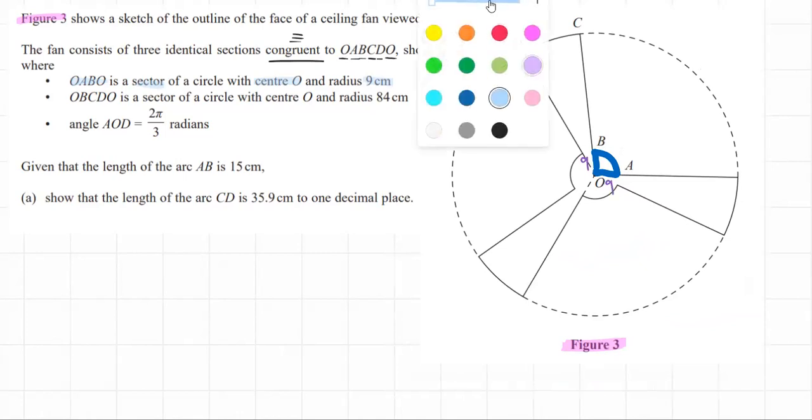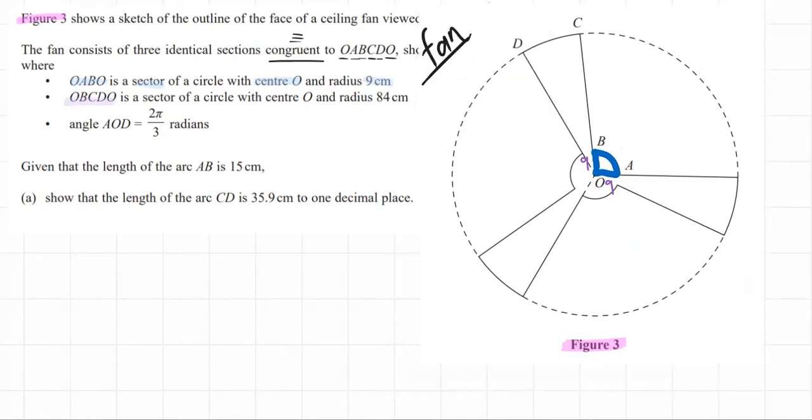Then the next piece of information that's given is OBCDO. There's another sector of the circle, a chunk of the circle, with the center O, and it has a radius of 84. So this whole thing has a radius of 84. Okay, this whole thing is 84, both sides.